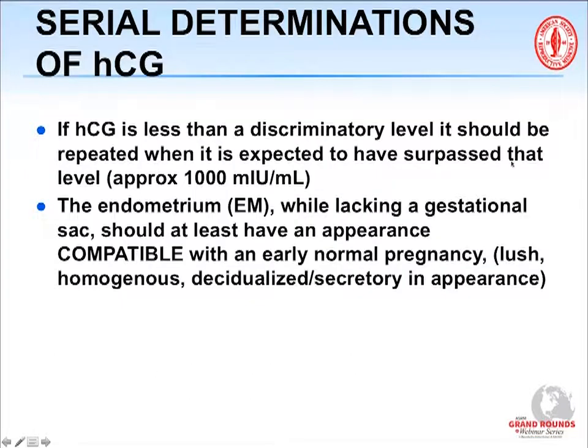So what do you do? If the hCG is less than a discriminatory level, we should repeat it when we expect it to surpass that level, and I still will use 1,000 if it's a normal uterus. But the endometrium on ultrasound, while lacking a gestational sac, should at least have an appearance compatible with an early ongoing normal pregnancy. It ought to be lush and homogeneous, with that decidualized secretory appearance.